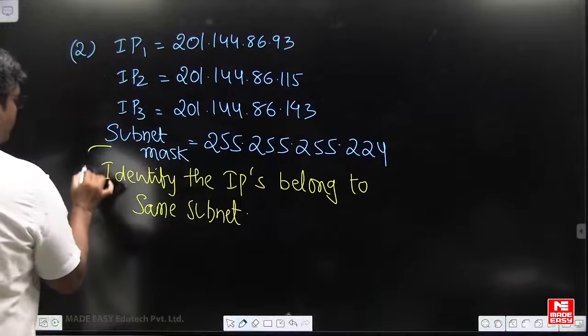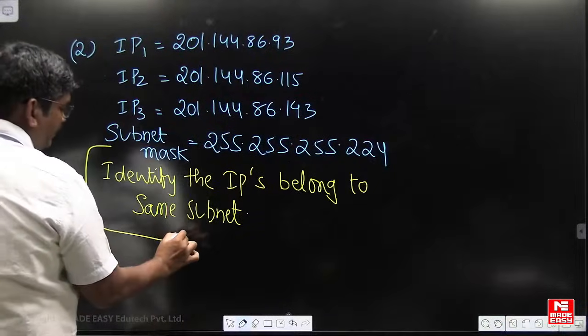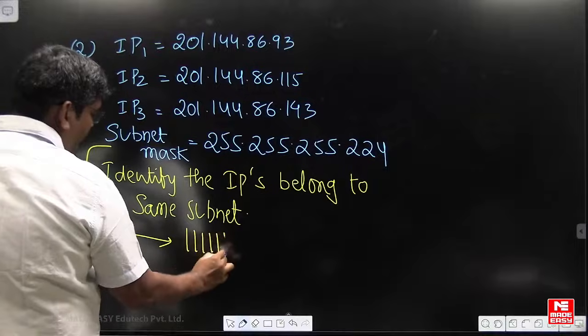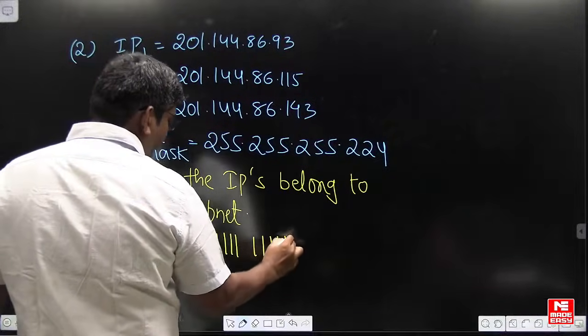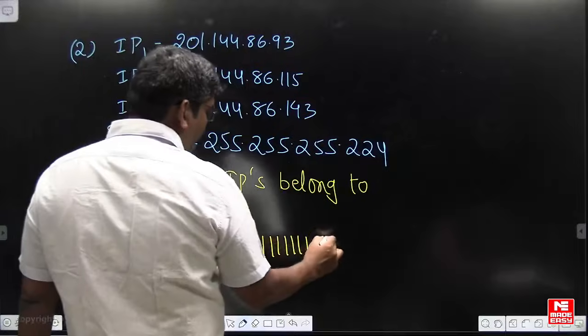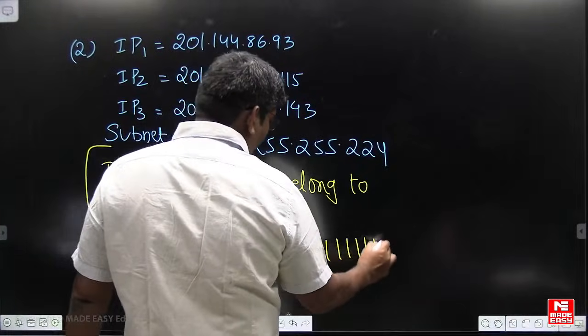Now see, this is the subnet mask. If I try to convert it into binary, I can write like this. See, it is 8 ones. It is 255. So it is 8 ones. Again, it is 255. So it is 8 ones.